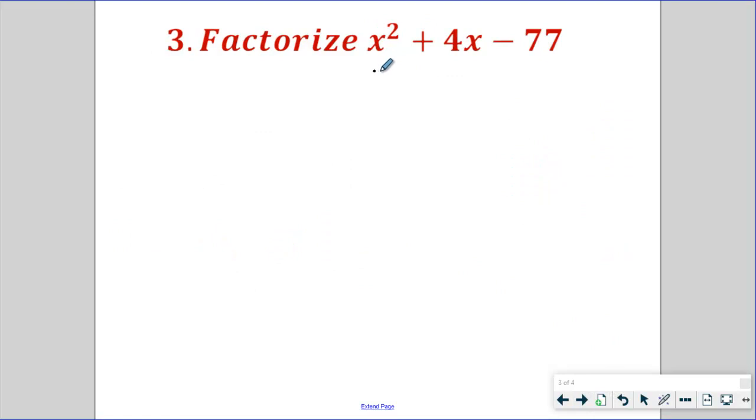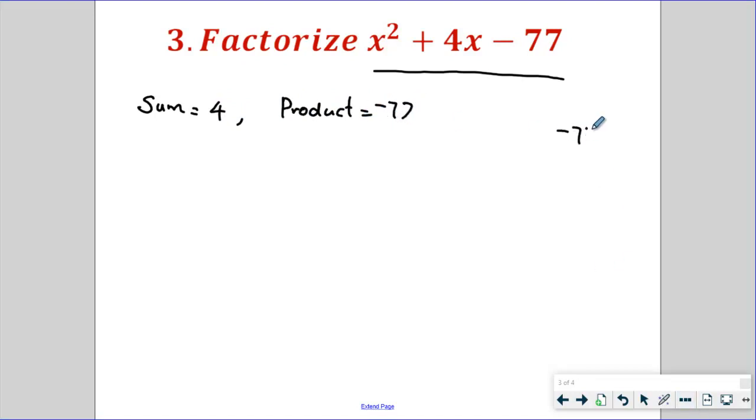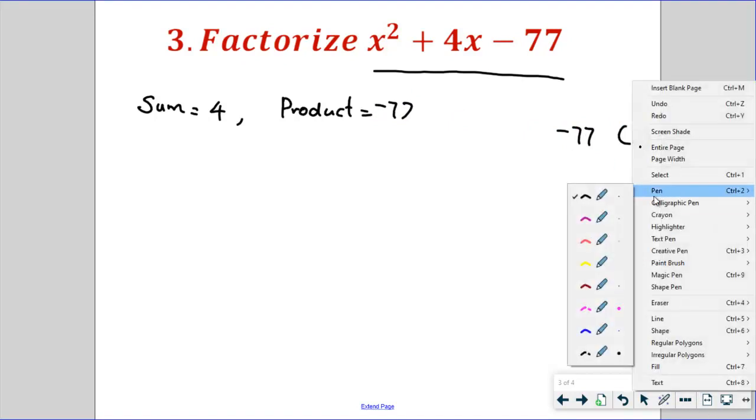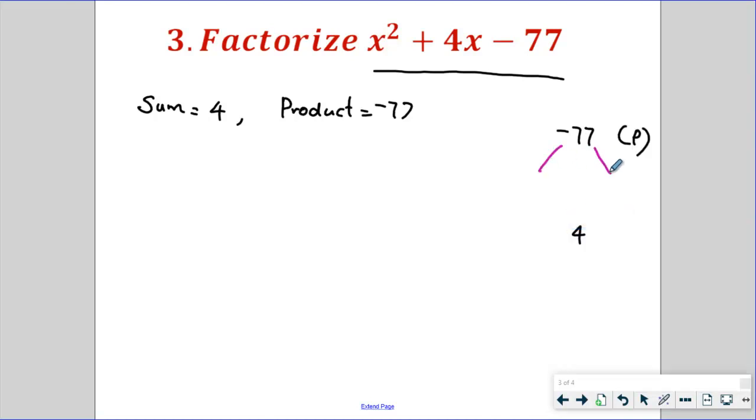Here also you have to factorize x square plus 4x minus 77. So here also sum is equal to 4 and the product is equal to minus 77. From the product and sum we can say that the product is negative, sum is positive. So of the two numbers, one must be positive and the other negative, and the bigger number should be positive because the sum is positive.